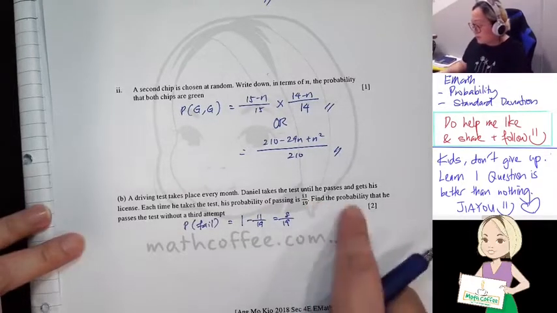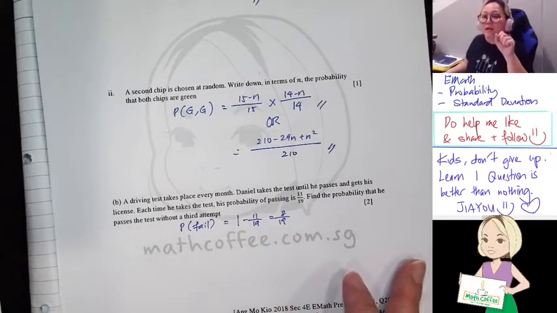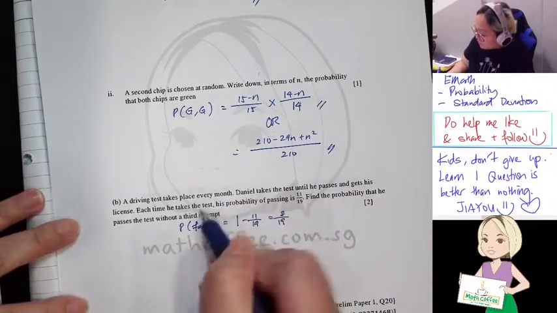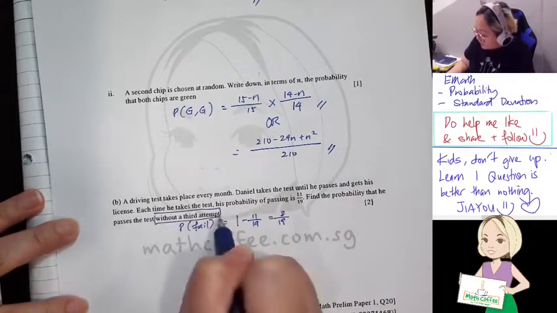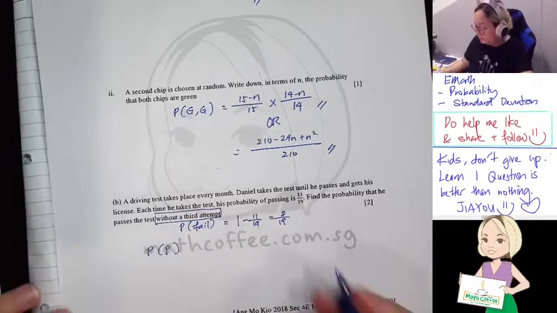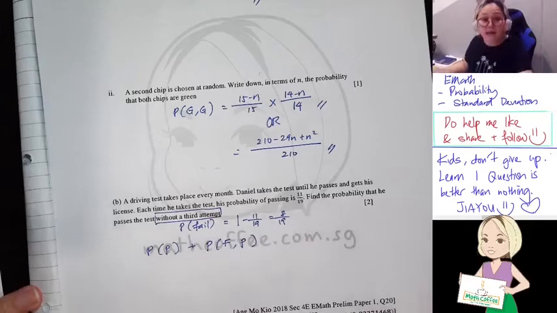They say find the probability that he passed the test without a third attempt. Without a third attempt means there are 2 scenarios. One scenario is the first time he already passed. The second scenario is he failed the first time, then he passed the second time. There are only these 2 scenarios because of without a third attempt. So the probability is pass the first time, or fail the first time and pass the second time.